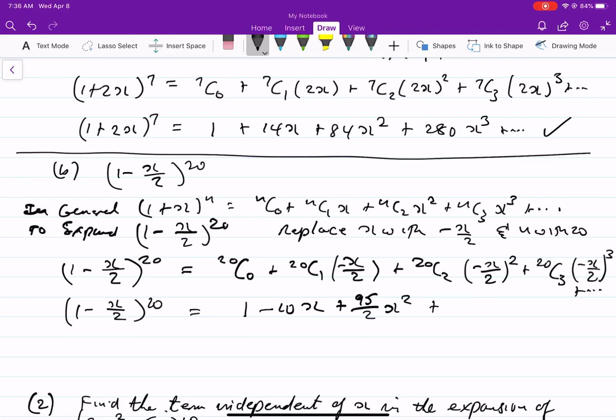Okay, and the last one will be 20C3. Well, this would end up being a minus, I'm pretty sure. 20C3 will give me 1140. And (minus x upon 2) all cubed will be minus x cubed upon 8. So the minus comes out. And the 1140 upon 8 is 285 upon 2 x cubed. Again, please double check my arithmetic there.